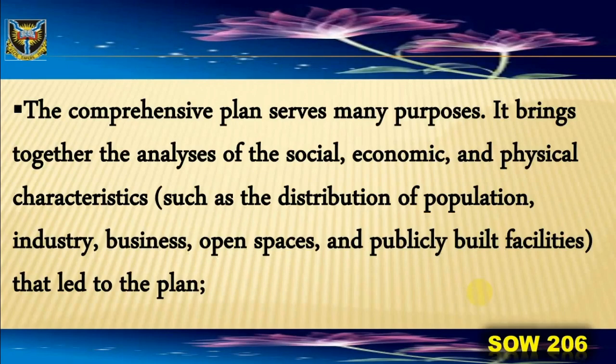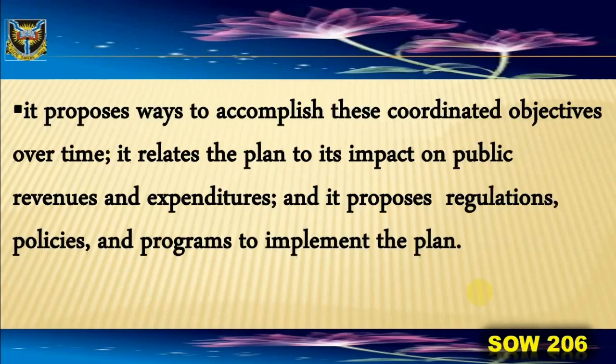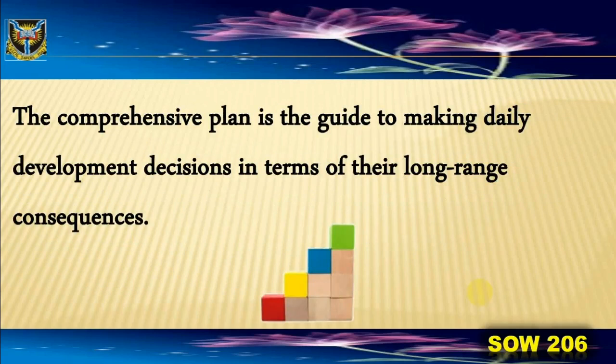The comprehensive plan serves many purposes. It brings together the analysis of the social, economic, and physical characteristics, such as the distribution of population, industry, business, open spaces, and publicly built facilities that led to the plan. It examines special problems and opportunities within the city and establishes community development objectives. It coordinates land development with transportation, water supply, schools, and other facilities. It proposes ways to accomplish these coordinated objectives over time. It relates the plan to its impact on public revenues and expenditures. And it proposes regulations, policies, and programs to implement the plan. The comprehensive plan is the guide to making daily development decisions in terms of their long-range consequences.